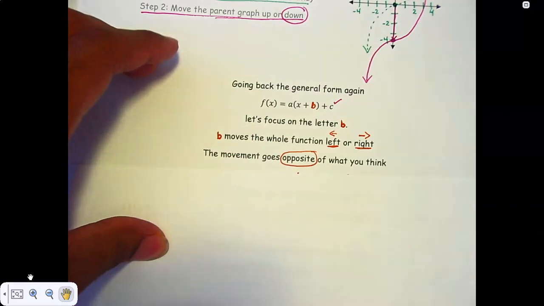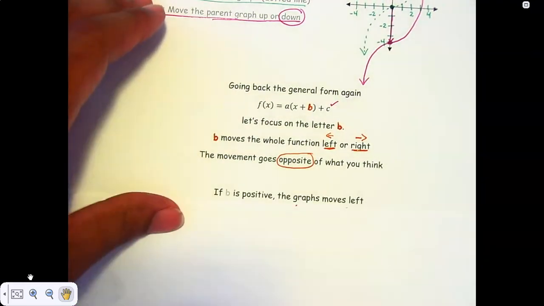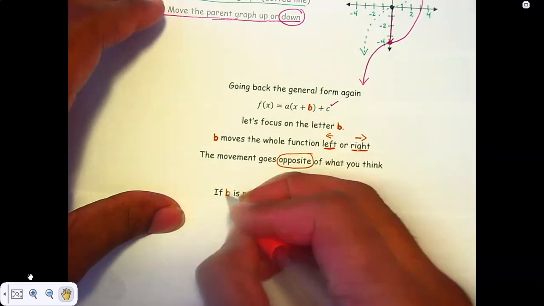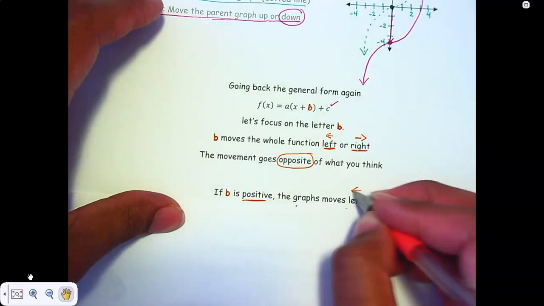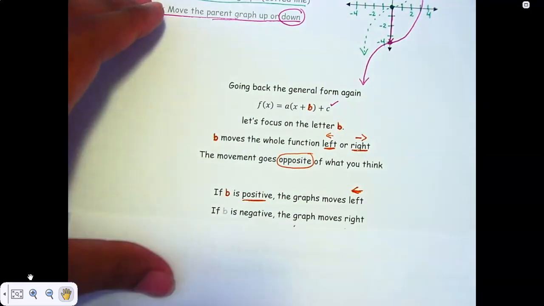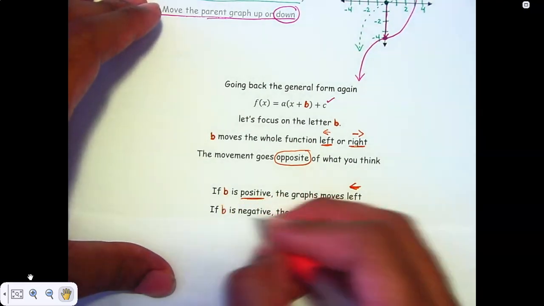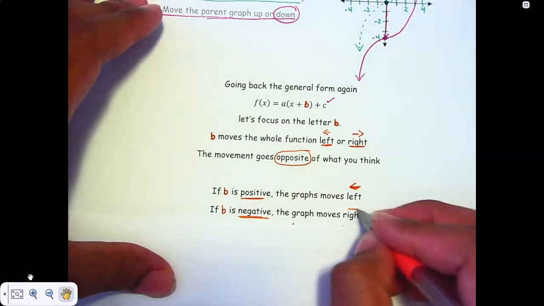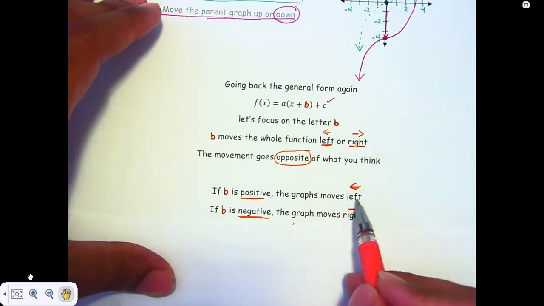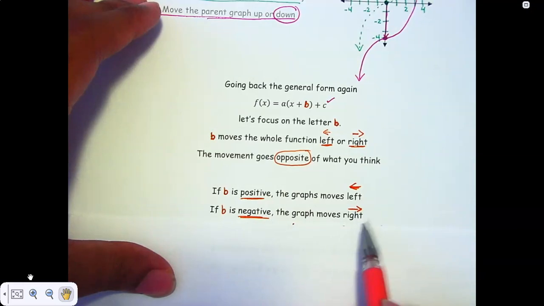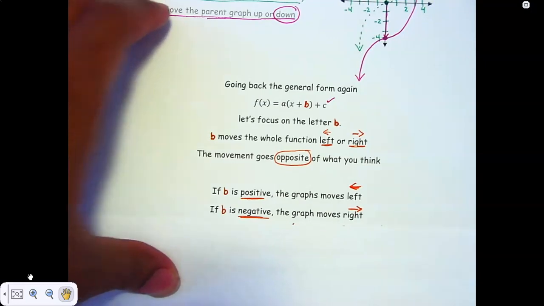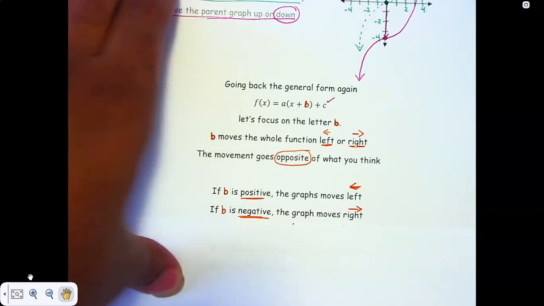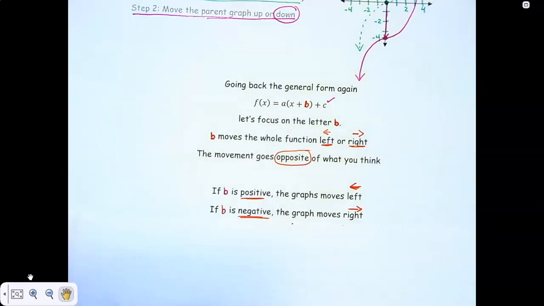Opposite. So here, if B is positive, the graph is going to move left. Opposite of what you think. And if B is negative, the graph is going to move right. So if it's positive, it goes left. Negative goes right. Positive goes left. Negative goes right. That's what I'm talking about.